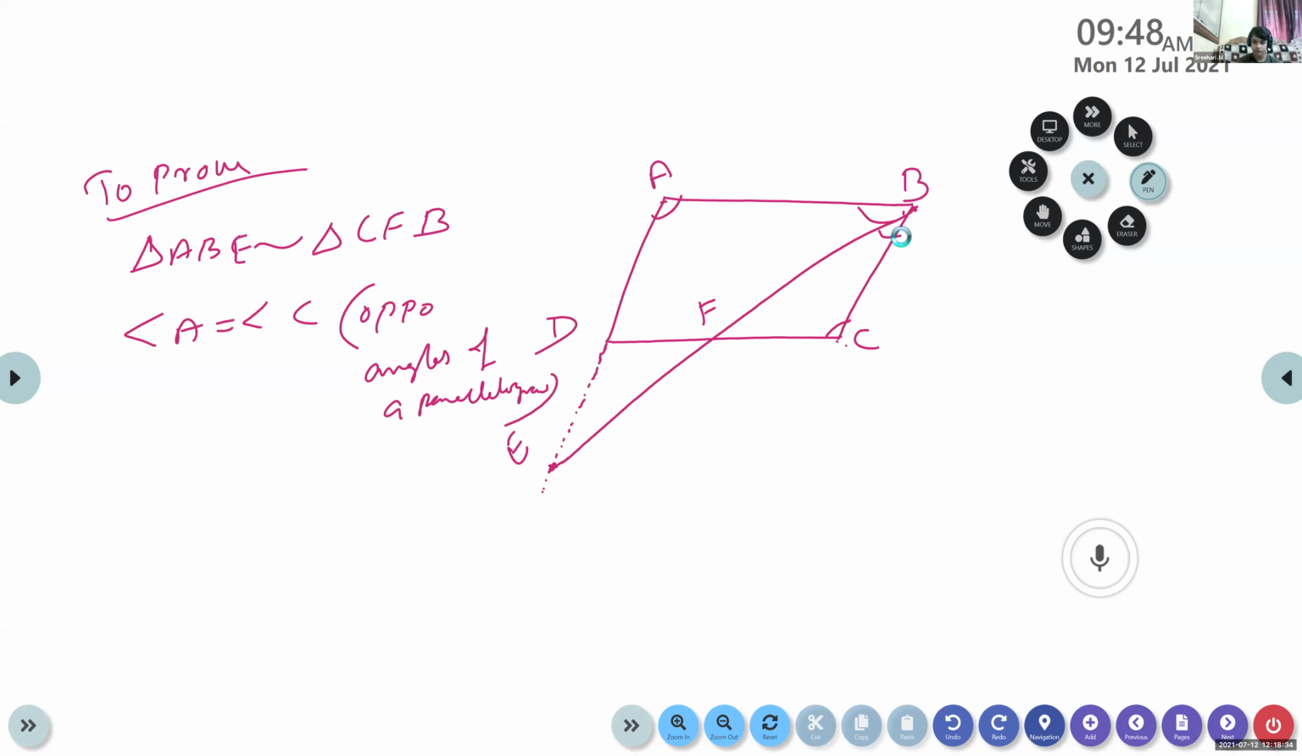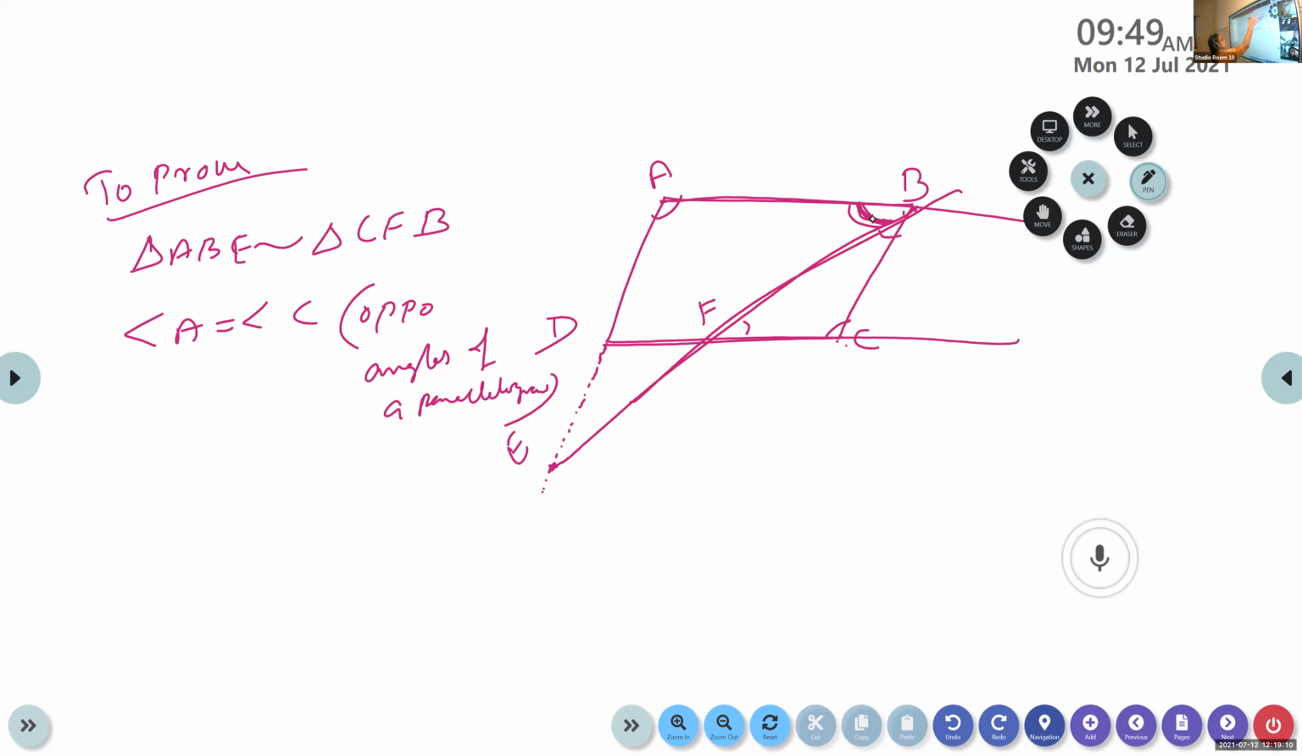Now you have only one set. Angle B for triangle ABE and angle F for triangle CFB. Where is angle F? Angle BFB. Okay, this angle B and this angle. What was the reason? Alternate angles. AB and CF, this is a transversal. Angle B, yes, they are equal, correct.